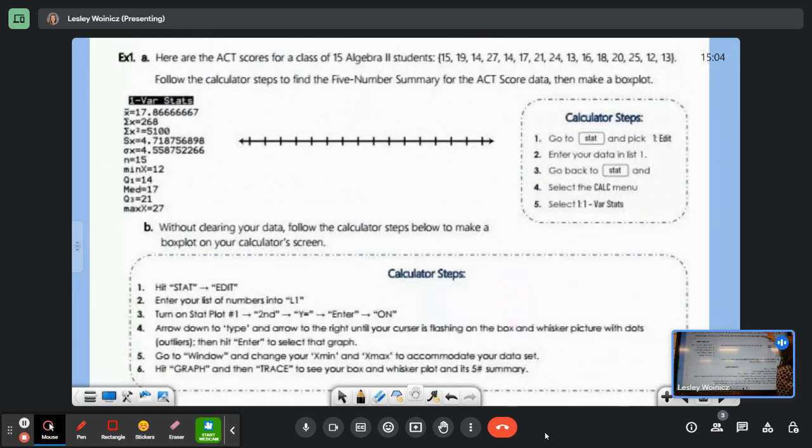All right, here are some ACT scores of 15 Algebra 2 students, which is in your near future. I'm not going to read them all. We're going to follow these calculator steps to find the 5-number summary for these ACT scores, and then we're going to make a box plot. Okay, so you're going to go to Stat and pick number 1, Edit.